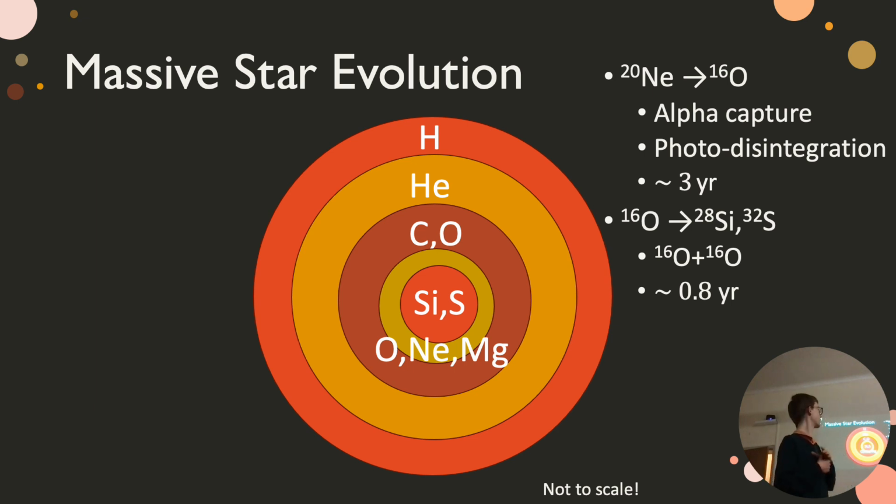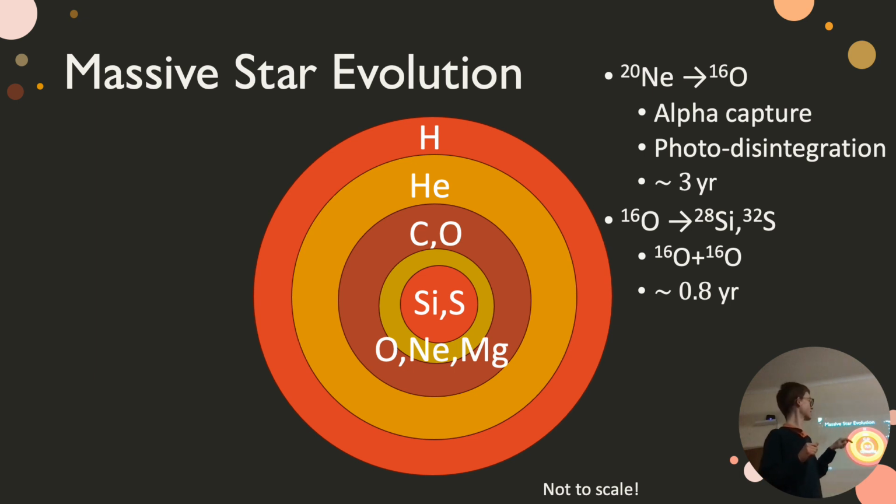Next stage here, we get neon going to oxygen. This is via alpha capture and photodisintegration. So alpha capture: your helium is just a nucleus of helium, and an isotope would capture that to become heavier. Photodisintegration, instead, we capture a photon, so then it gains energy, and therefore it can change into a new isotope. So that takes about 3 years. So very, very, very quick indeed. It's very unlikely that you're going to catch a star in that stage. But also, remember, this is happening in the middle of the star.